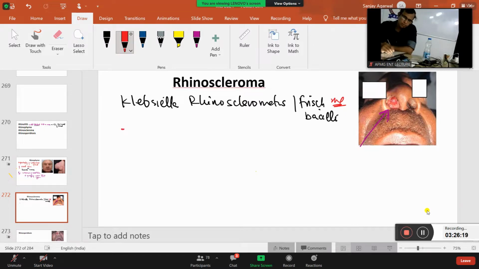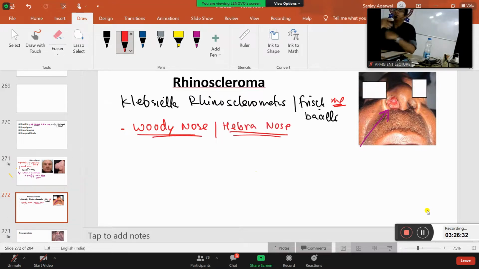It also has another name. What is this called? This is called woody nose, or even zebra nose. So these names, we tend to get confused. What is potato nose? What is woody nose? What is zebra nose? Then bunch of grapes. Remember what bunch of grapes was? Ethmoidal polyps are also called that because they are multiple in number, so bunch of grapes. So these are the names they ask in the exam.